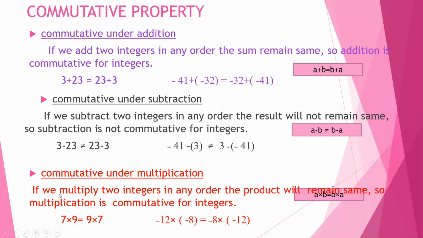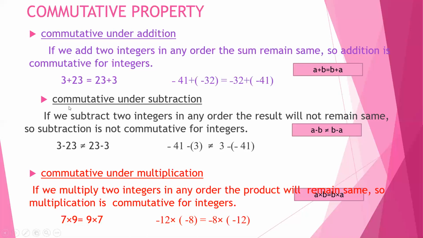Just like addition, when we take two integers, 7 into 9, which is 63, and 9 into 7, again 63. Both are the same. And here also 12 into negative 8, and here is negative 8 into 12, which is negative 96. Negative 96 times negative would become positive according to the rules of multiplication, but the product is the same, so they are also commutative under multiplication. In addition, it is commutative, and in multiplication also it is commutative.